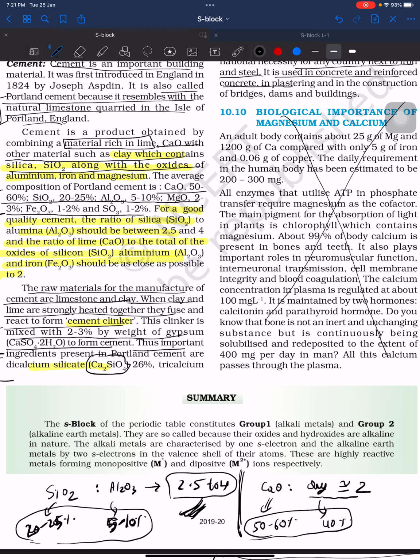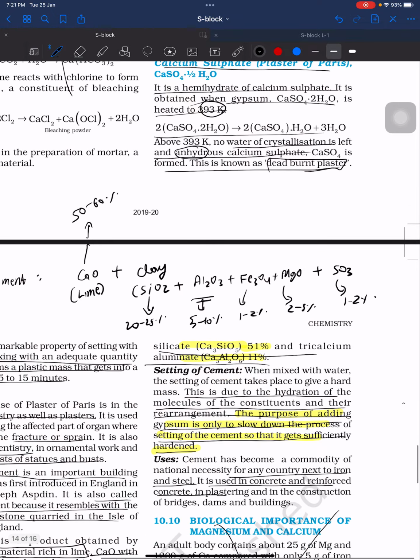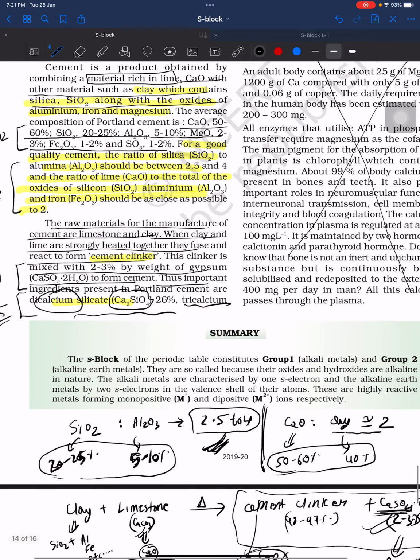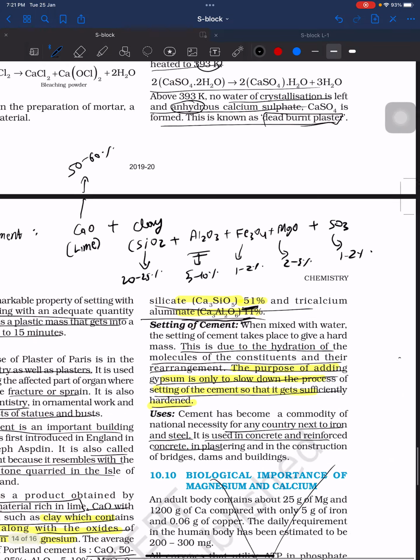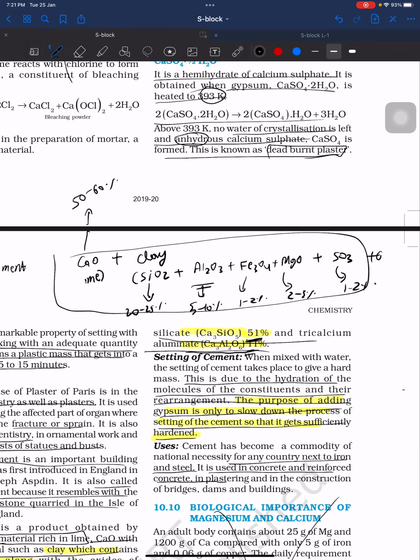For example, dicalcium silicate and tricalcium silicate can also be formed. Ca3SiO5, this is 51%, and tricalcium aluminate is also formed, which is 11%. So, what are the contents of Portland cement? What are the important ingredients of Portland cement, which we can call basically? See, the following ingredients are there in Portland cement, after the reaction of this entire thing with gypsum. Cement is formed. And what are the contents of cement basically?